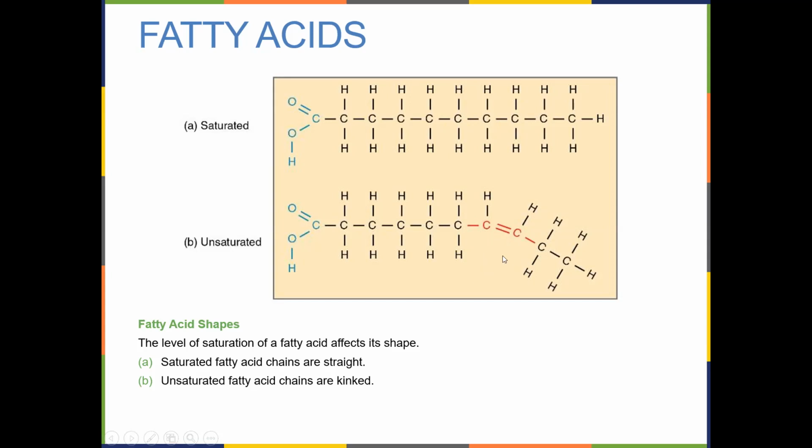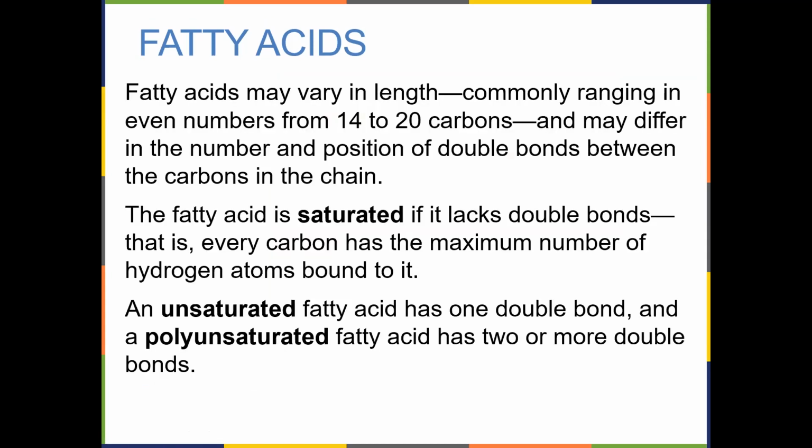We're missing 2 hydrogens, but all the spaces are filled up. We still have 2 less hydrogens, and that double bond allows the fatty acid chain to bend and twist and rotate. And this is what we would say an unsaturated fat has, a double bond in here. So this summarizes everything I've been saying.